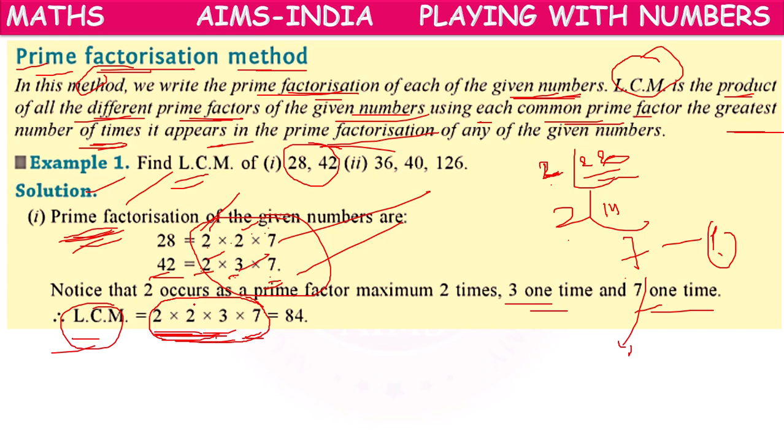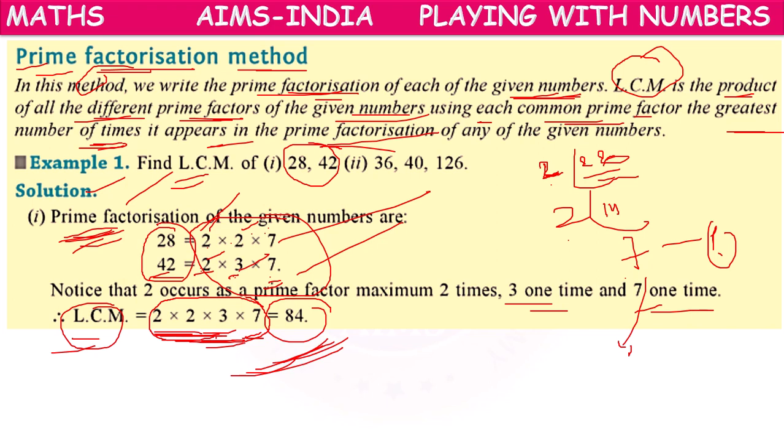So whatever prime factors are there, we have to take them the greatest number of times, how many times they are repeating. And that product, 2 into 2 into 3 into 7, will be 84. And 84 will be the least common multiple of 28 and 42.